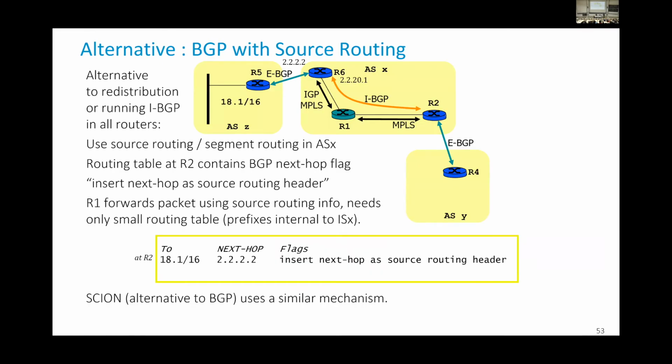We saw that one of the subtle technicalities of BGP is how the information learned by BGP, like in R6 and R2, is passed into the entire network. For example, how does R1 know what to do with packets that have a destination address outside the domain? We have seen that one solution is to redistribute BGP into the IGP, into OSPF, for example, but that loads the IGP with all the prefixes that are exterior.